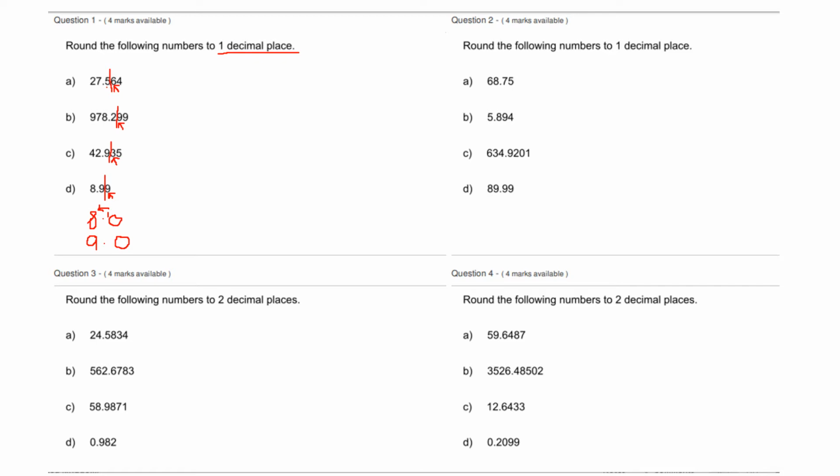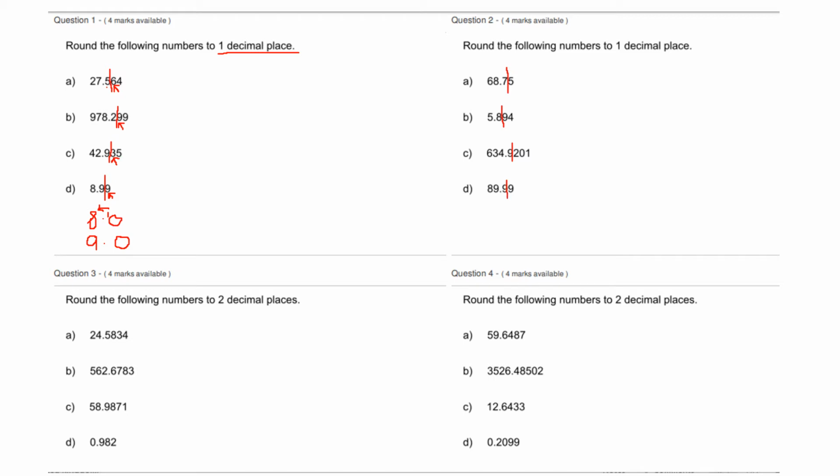It's going to be exactly the same thing on these questions here, okay? So you're going to draw a line after your first decimal place and look at the digit to the right of that to decide what you're going to do with the digit on the left.